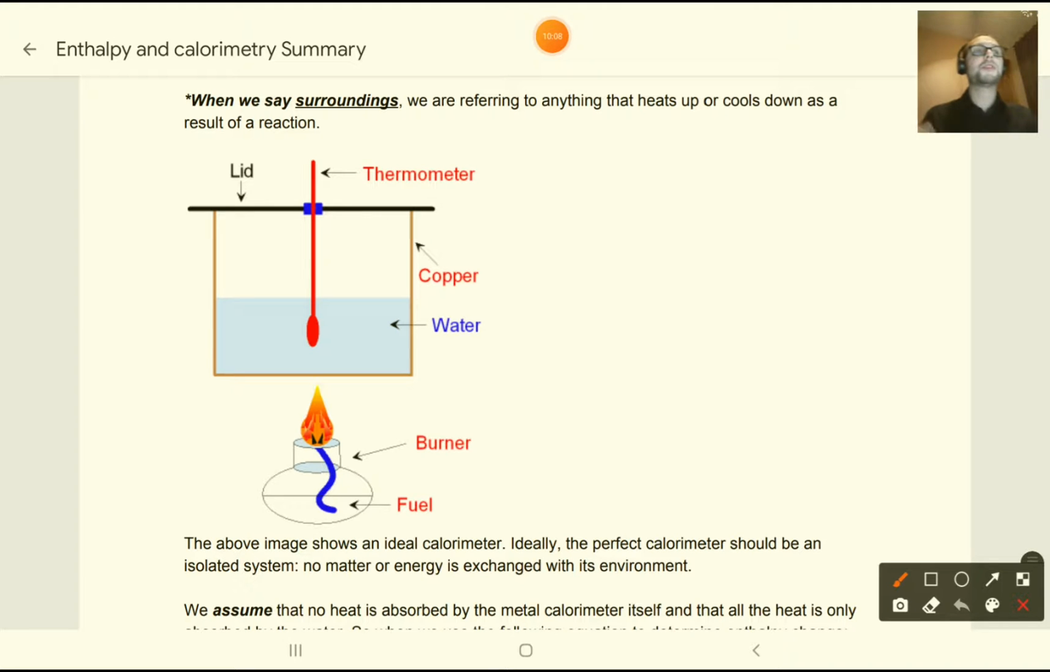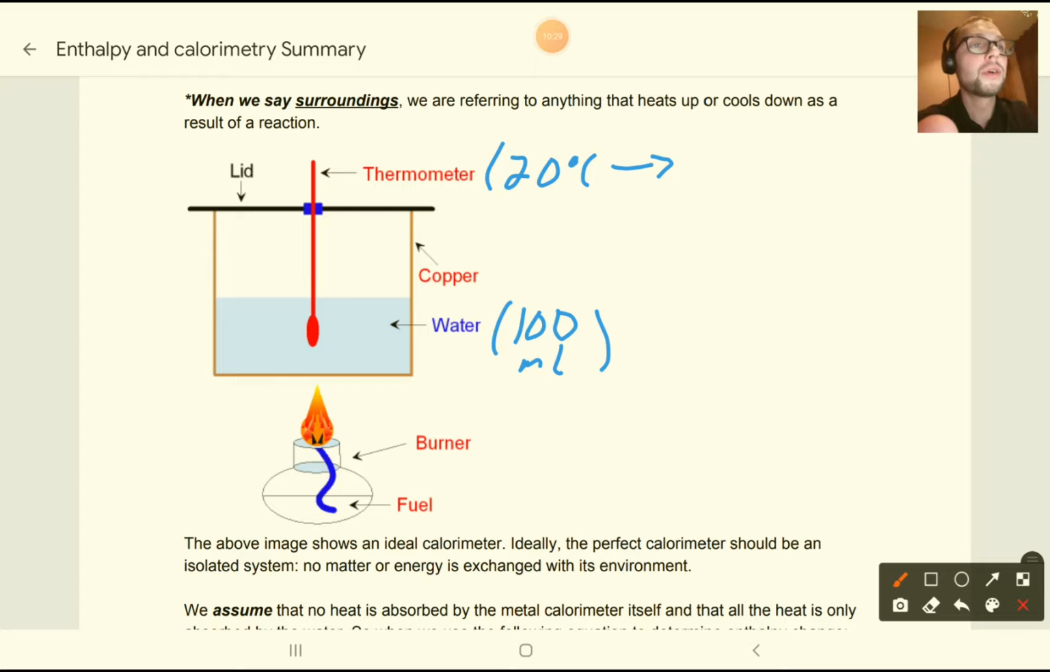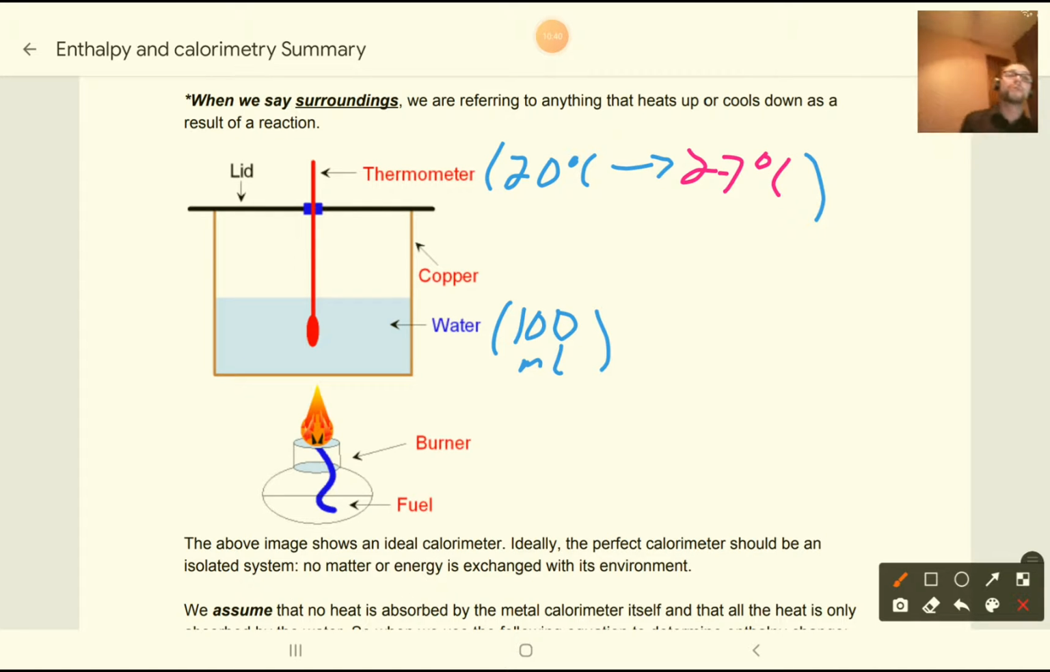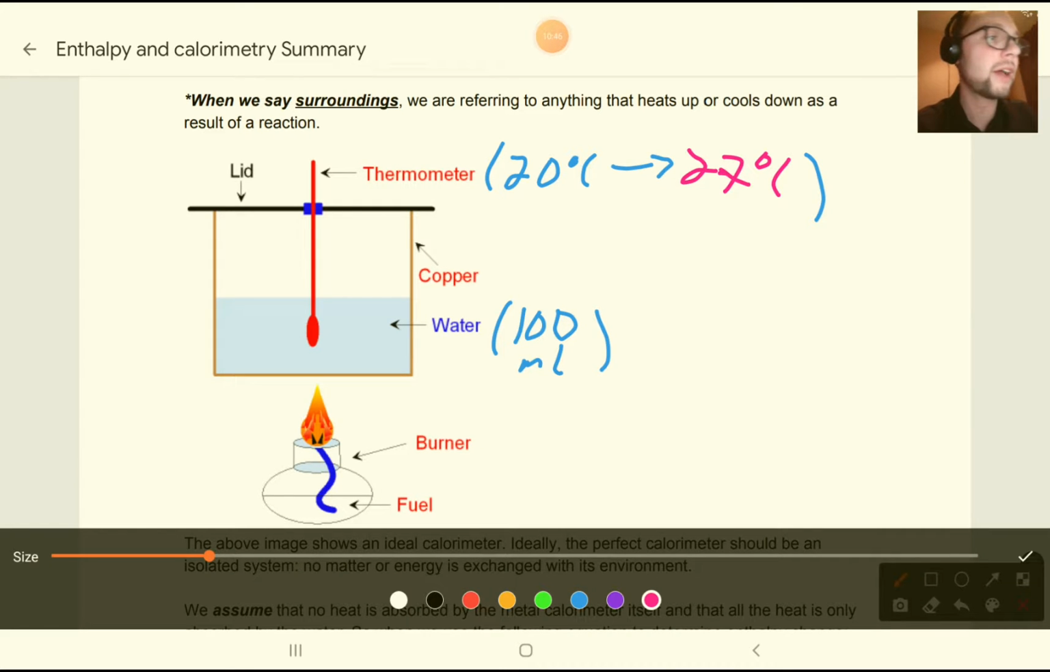And so let's say I put some real numbers to this. Let's say that I have 100 milliliters of water and the temperature changed, as a result of the combustion, from 20 degrees originally to, let's say, it heated up. So let's say it's 27 degrees Celsius. Now, right off the bat, we know that this is an exothermic reaction because if water is the surroundings, we can see that the surroundings have heated up.